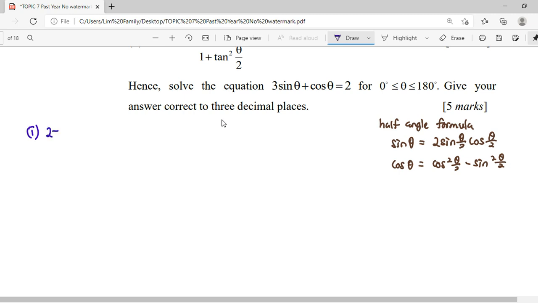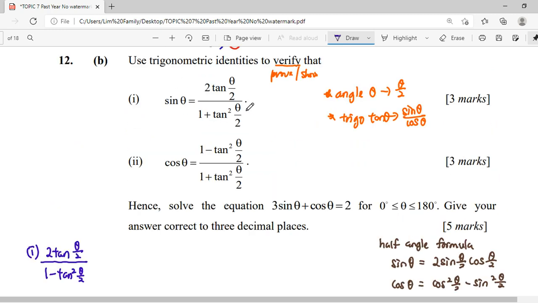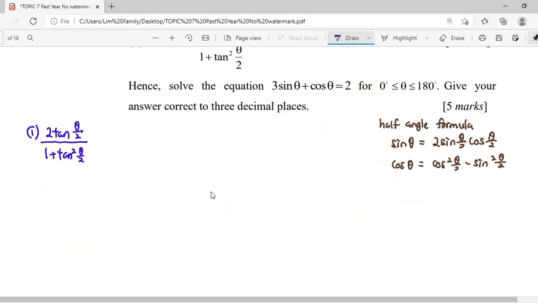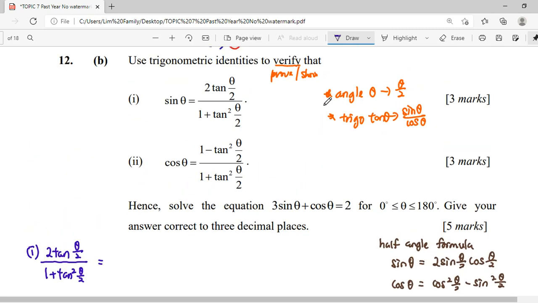So for part 1, it will equal to 2 tangent half angle divided by 1 minus tangent square half angle. So we take 2 tangent half angle over 1 plus tangent square half angle. We try to prove until we get sine theta. So what can we do? You can see our answer is trigo different. We no more have tangent in the answer, which means that our tangent has to be simplified into sine and cos. Then only can we get to the answer of sine.